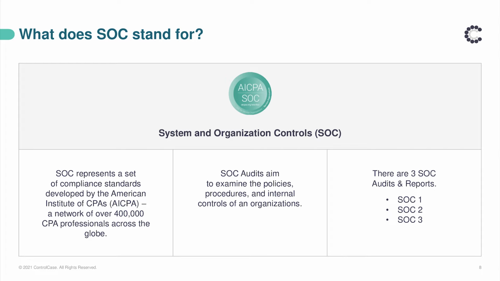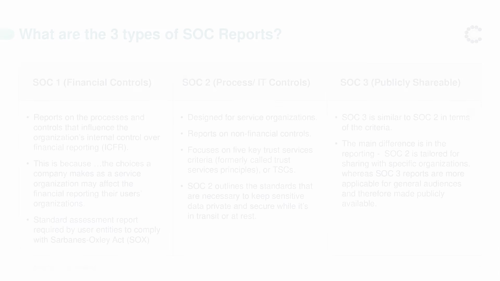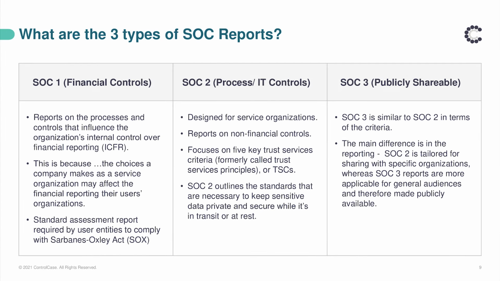SOC attestation engagements are an exercise in the review of organizational internal controls from either a financial or a business process and IT-related functionality. There are also three flavors of reports, SOC 1, SOC 2, and SOC 3. So what do those three reports entail? The SOC 1 is primarily a financial-driven controls engagement. SOC 2 has more of a focus on process and IT-related functions. These functions are driven by what's called the trust service criteria, and we'll get into a little bit of detail in a moment on those.